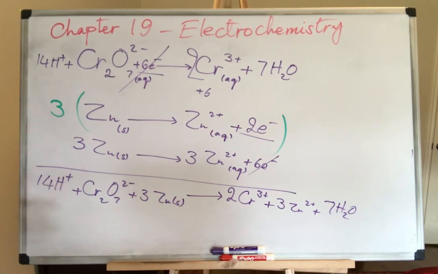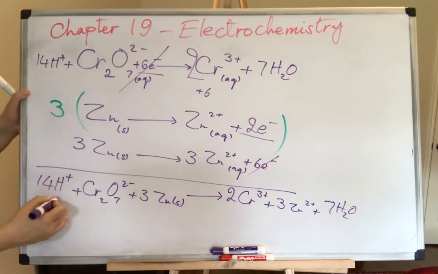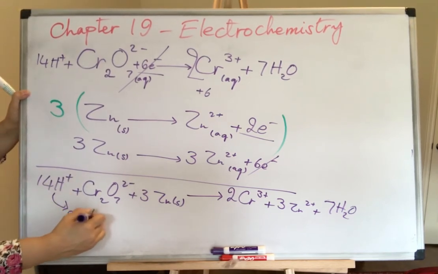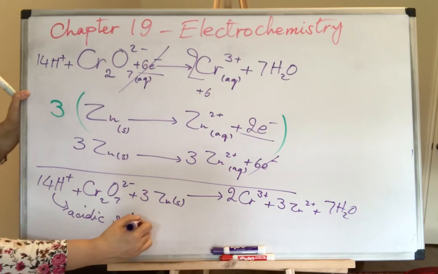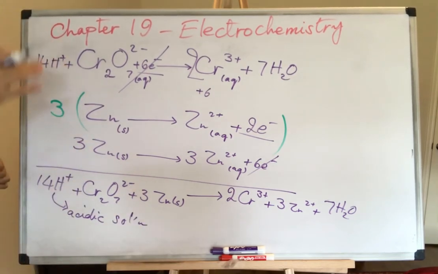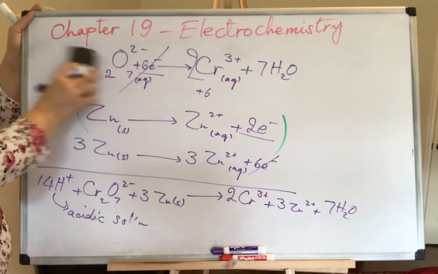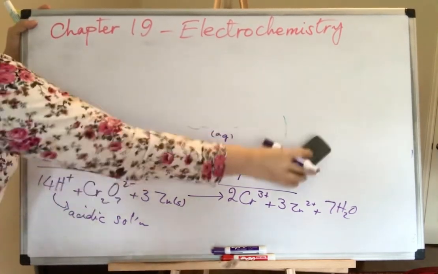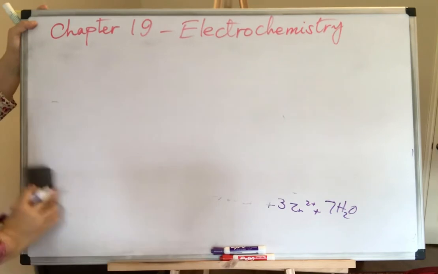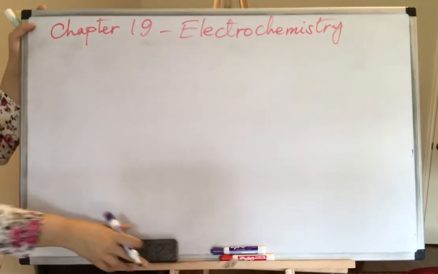Now, what if we want to balance our equation in a basic solution? So far, all of them were in acidic solution. So, the only difference is that you balance the equation the same exact way as what you did for acidic solution. The change is at the end when you turn it to a basic solution. Let's work on another example and balance it in a basic solution. Basic solution means we have added OH, right?